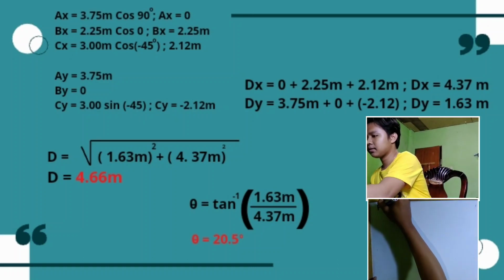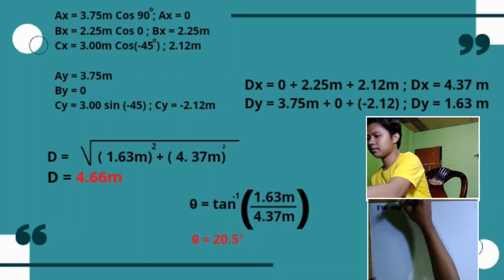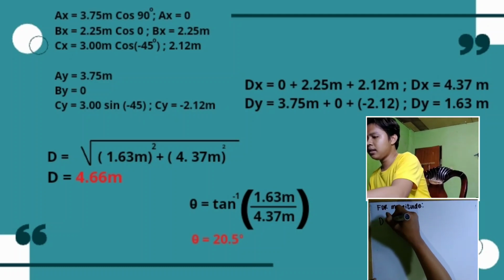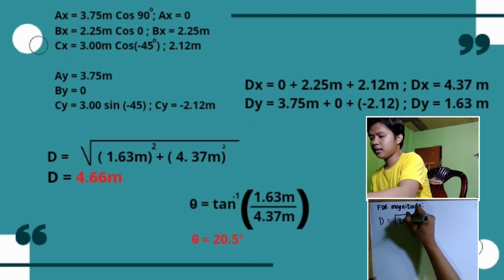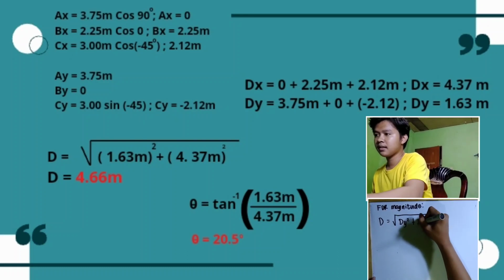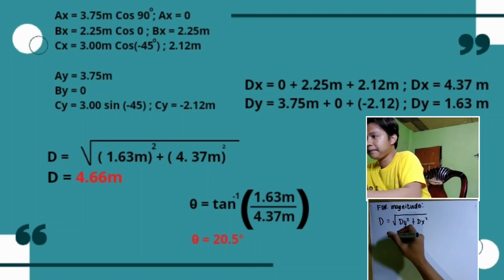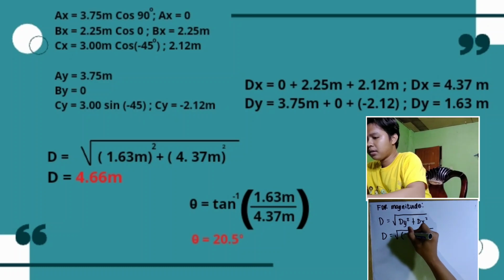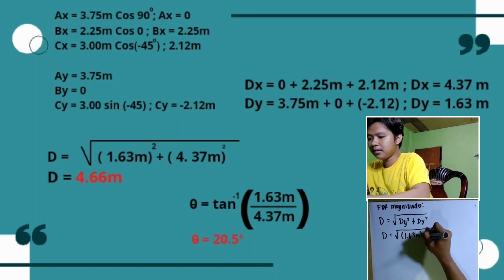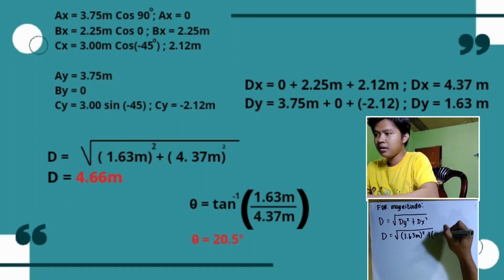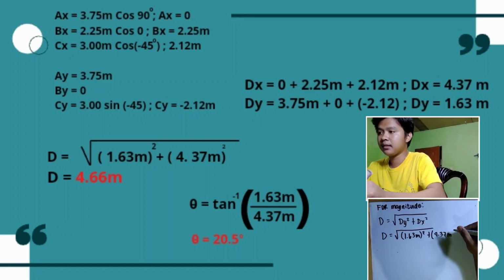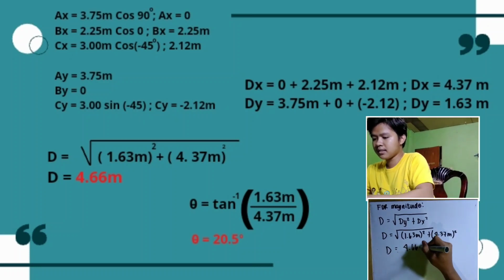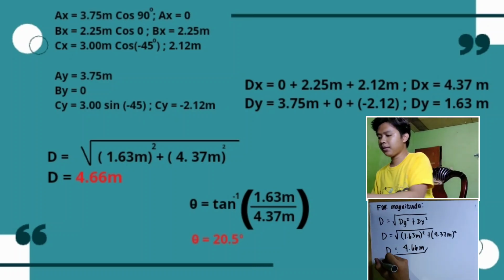So, for the magnitude, we have d equals the square root of d sub y squared plus d sub x squared, or the Pythagorean theorem. So, substitute: d equals the square root of 1.63 meters squared plus 4.37 meters squared. So, the answer will be 4.66 meters.